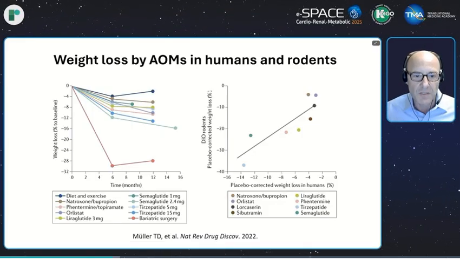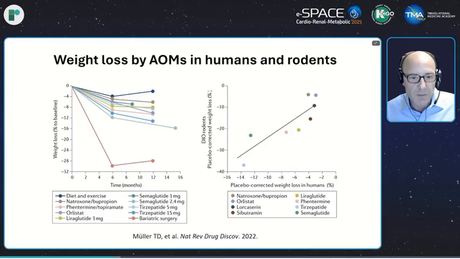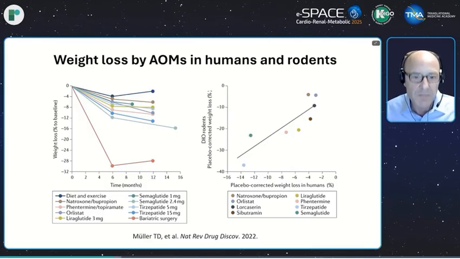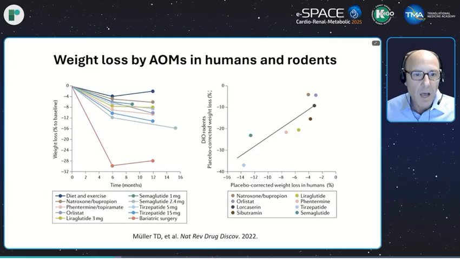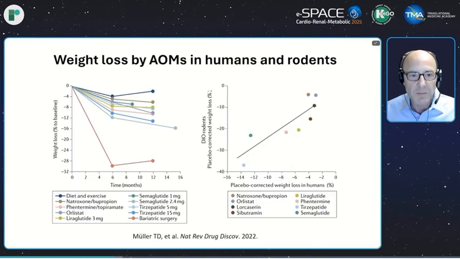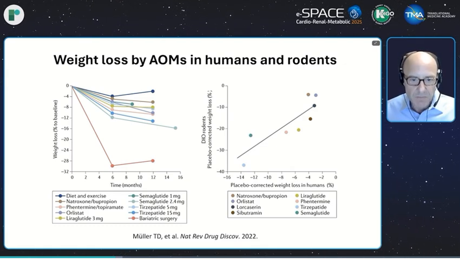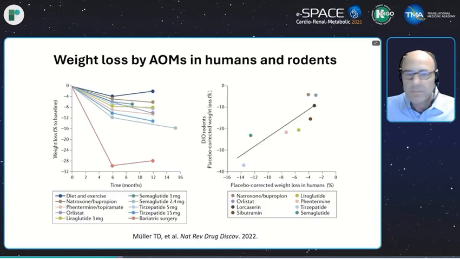But then you start seeing the second generation medications giving this greater amount of weight loss, semaglutide, the 1 milligram dose, and even more weight loss with a 2 milligram dose. And then you see the weight loss very similar on this slide with tirzepatide, 5 to 15 milligrams. And then we have bariatric surgery, which is at the very bottom in red, showing the greatest amounts of weight loss in this study.